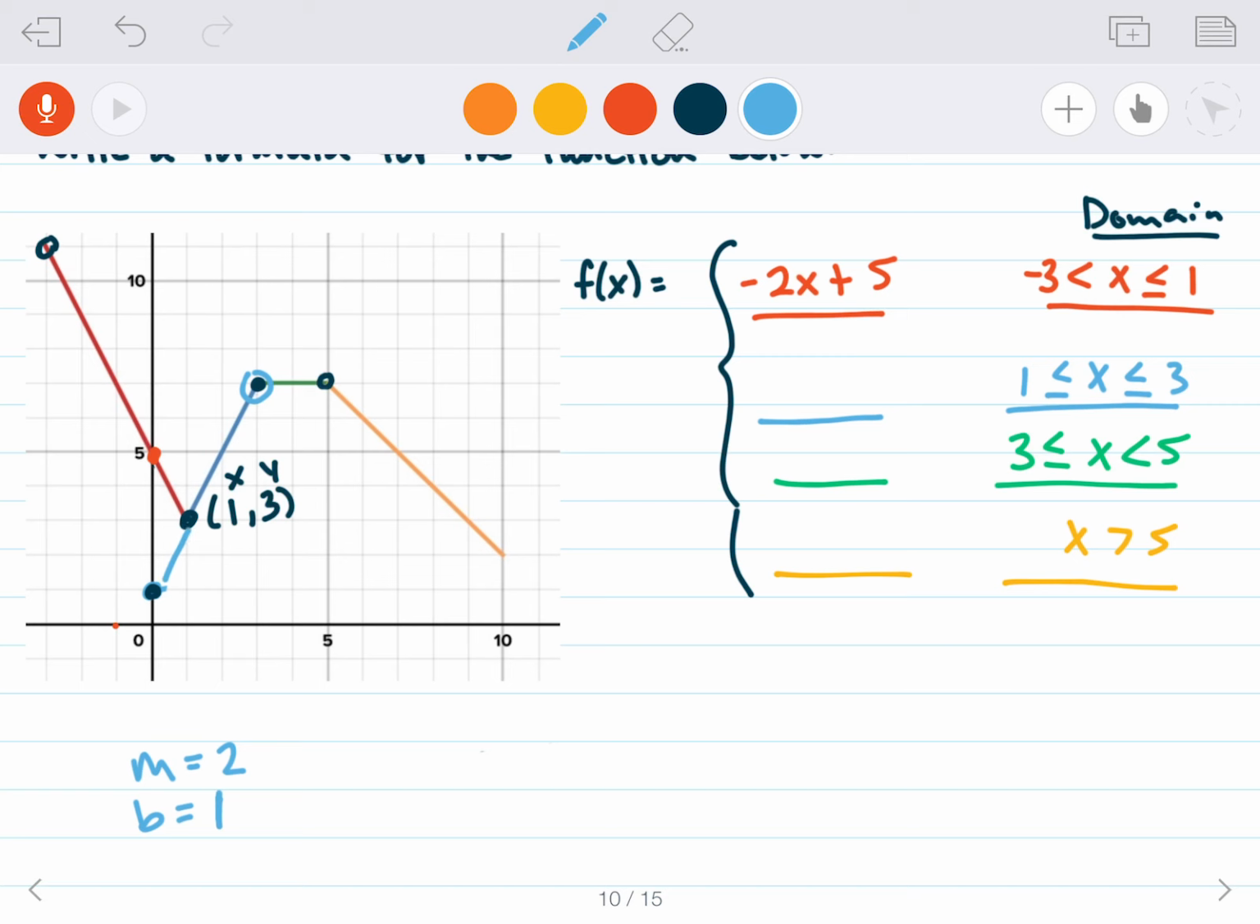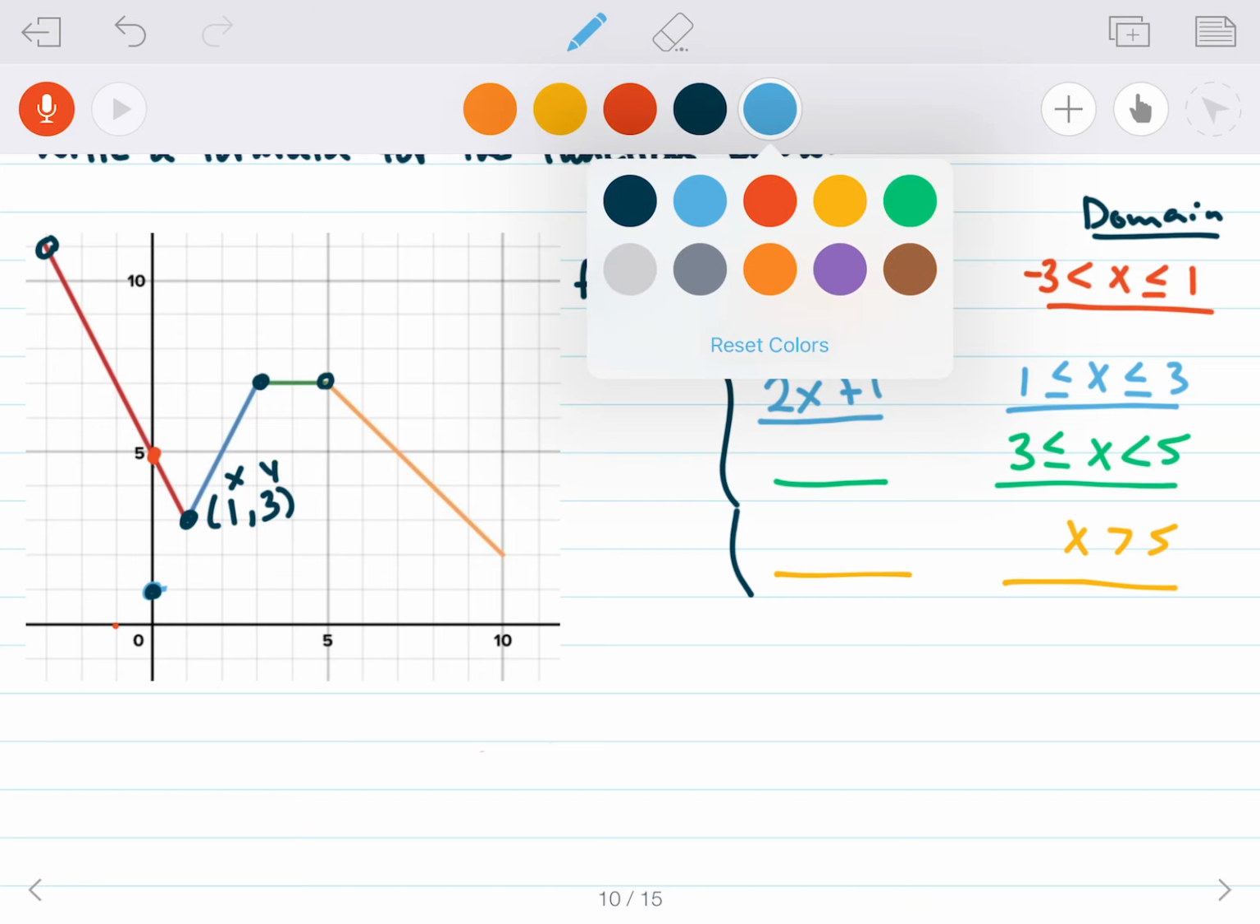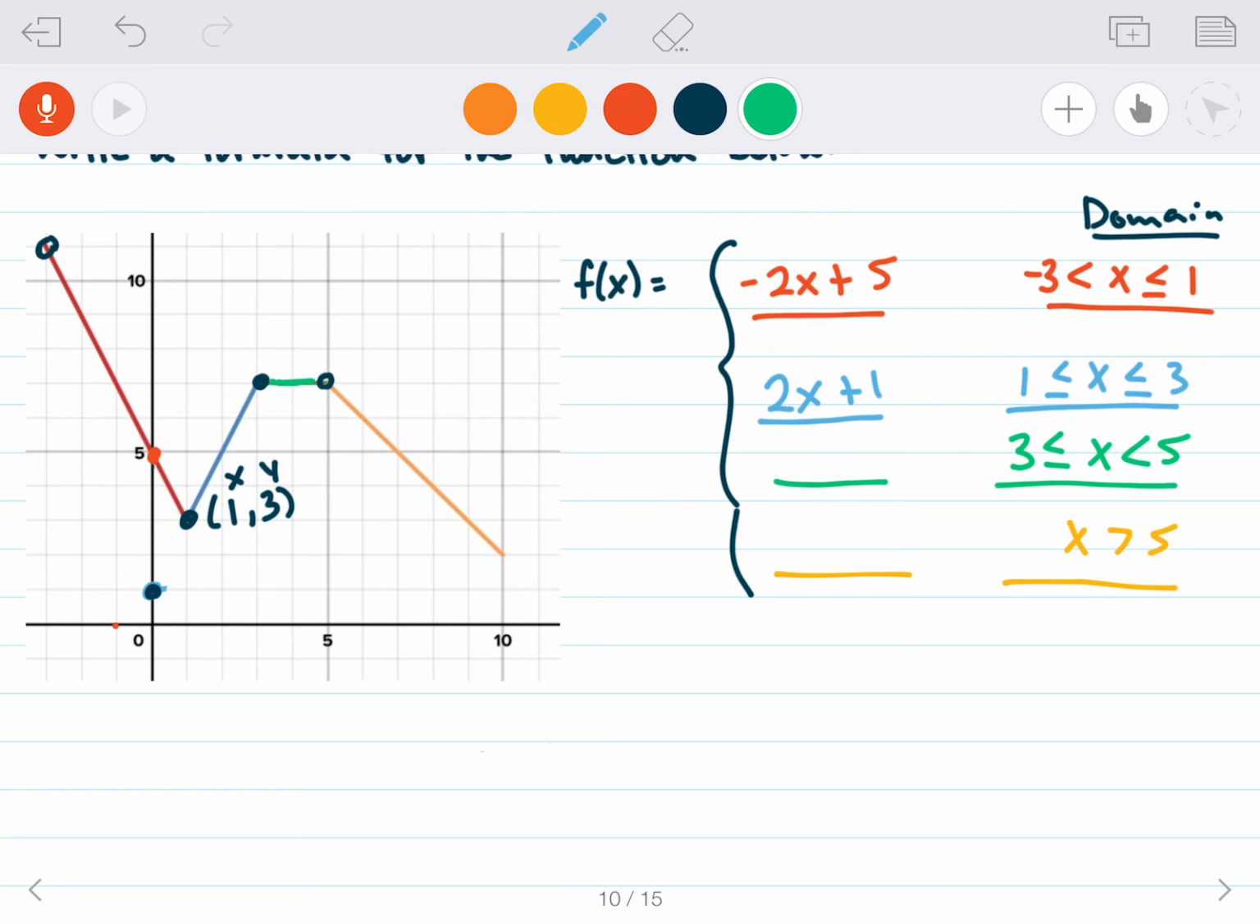If this were to keep going. So our formula is going to be y equals 2x plus 1. Okay? All right, let's look at the green little segment here. So the green segment, what is my slope?